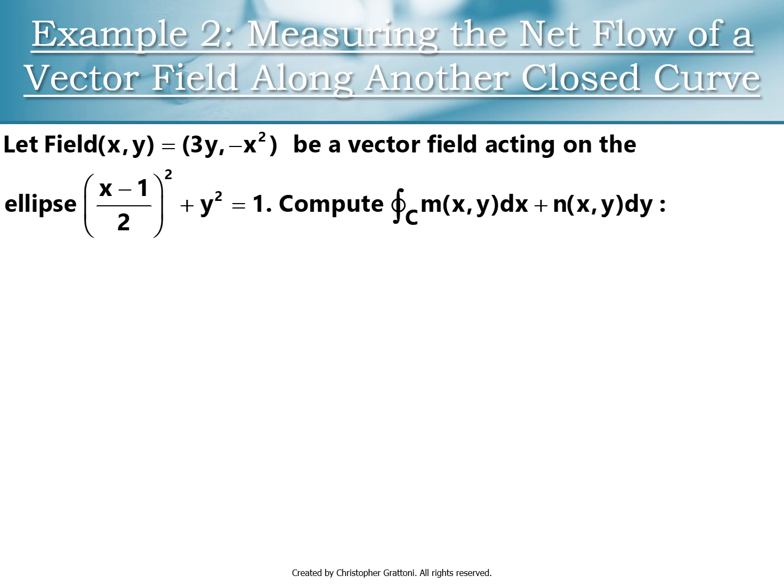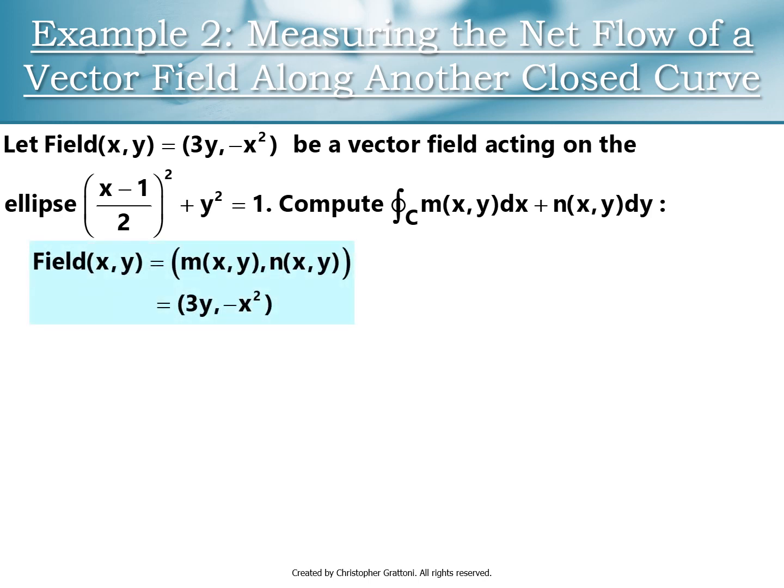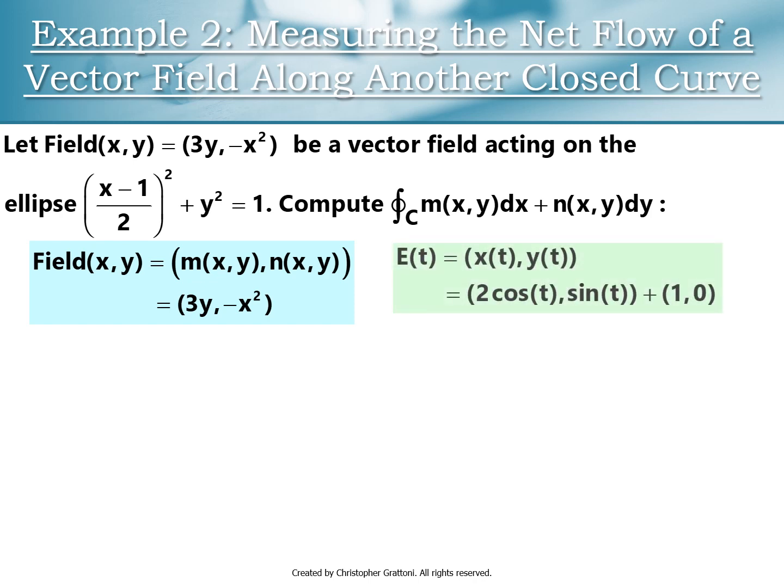All right, so let's crunch some numbers. So there's my vector field, 3y comma negative x squared. There's my ellipse, 2 cosine t comma sine t plus 1 comma 0. And I want to compute the net flow of this vector field along this ellipse. Now, the first thing you want to check is that you have parameterized your curve, your x of t, y of t, in the counterclockwise direction.